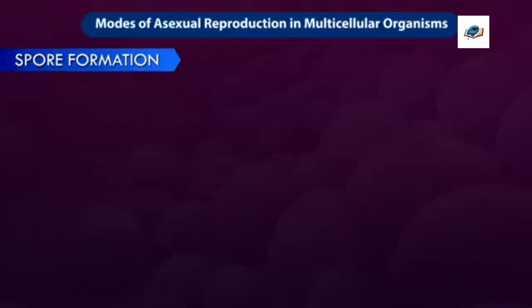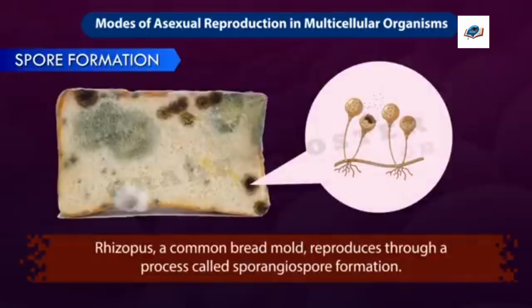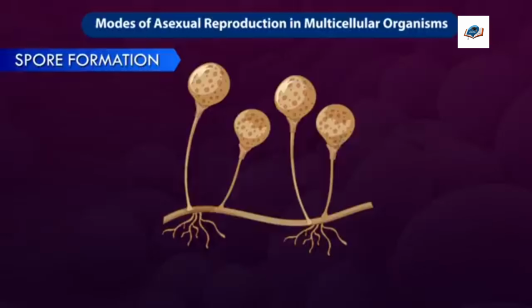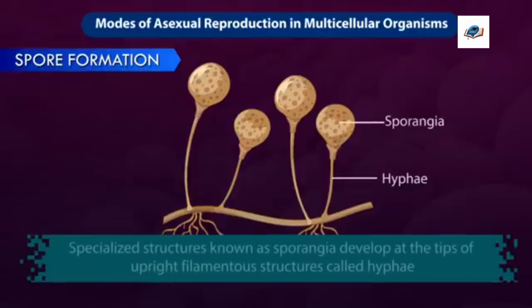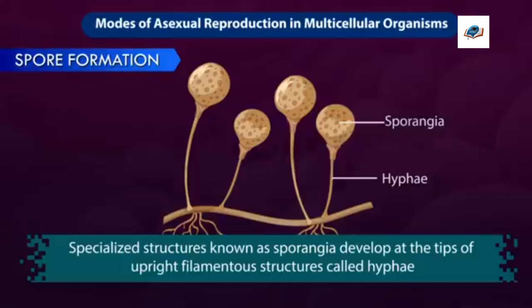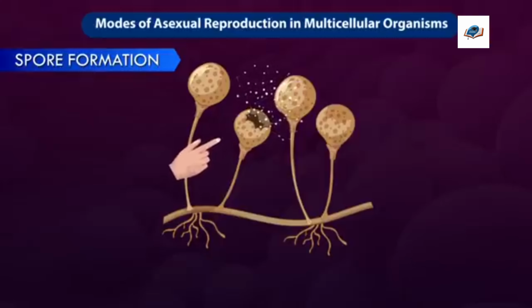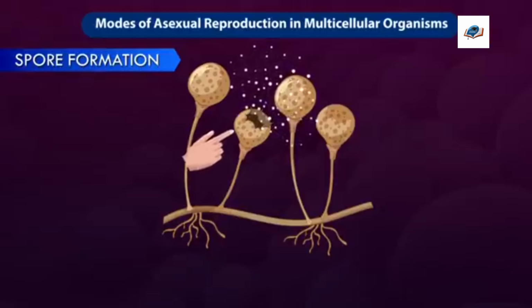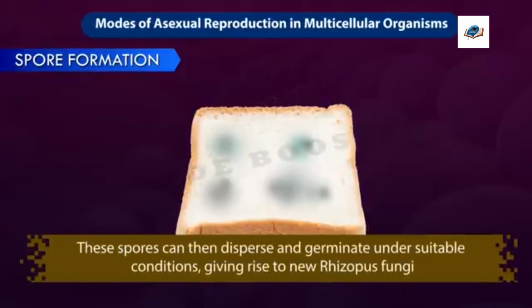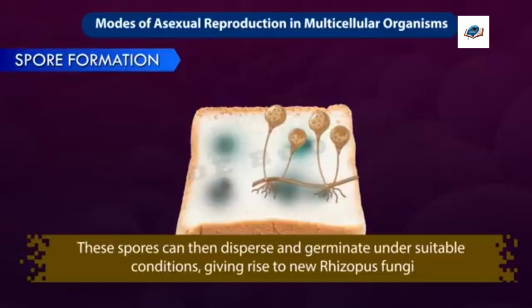Next, spore formation. Rhizopus, a common bread mold, reproduces through a process called sporangiospore formation. Specialized structures known as sporangia develop at the tips of the upright filamentous structures called hyphae. Inside these sporangia, numerous asexual spores called sporangiospores are produced. As the sporangium matures, it eventually ruptures, releasing the spores into the surrounding environment. These spores can then disperse and germinate under suitable conditions, giving rise to new Rhizopus fungi. This is all about asexual reproduction in organisms.